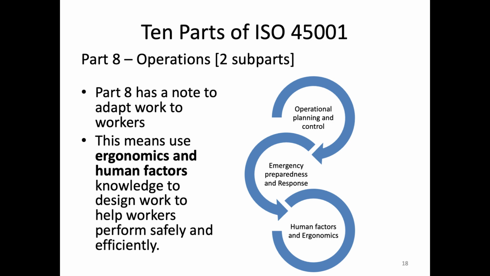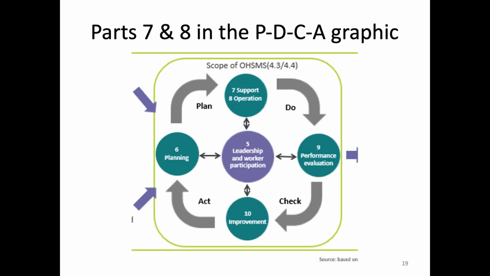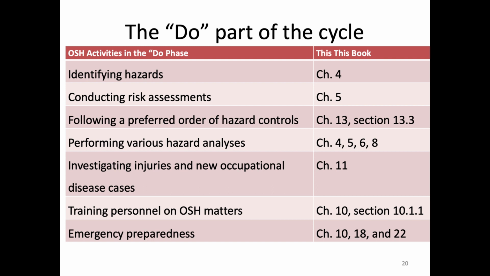So part 8 has to do with operational planning and control. And then again, we have emergency preparedness and emergency response. We do this as safety and health professionals anyway, but it's highlighted here more so than other things. As well as doing your job hazard analysis and your risk assessments, this is highlighted inside of the ISO standard, as well as your emergency response. And so parts 7 and 8 are part of this interchange between planning and then doing, right? So we plan it and then we do it. And this is where we have our support, both from management and through operations itself.